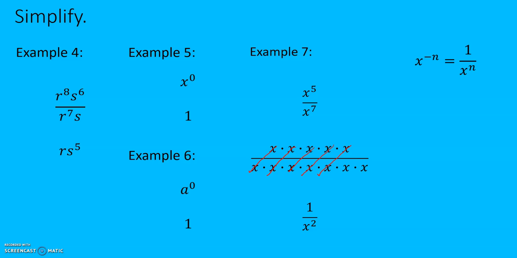x to the negative n equals 1 over x to the n. If we subtracted these, 5 minus 7 is negative 2. It's x to the negative 2, which is 1 over x squared.